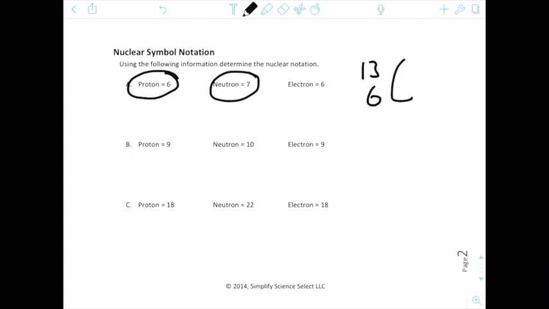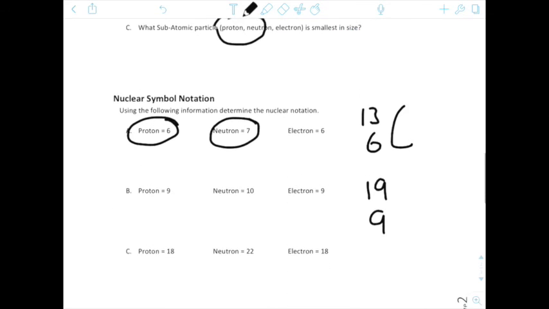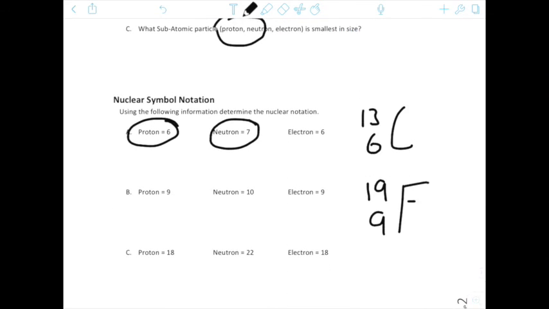Next one, we have 9 protons, 10 neutrons, so a mass number of 19. Number of protons, 9. We look on the periodic table. What has 9? There you go, fluorine. So we put an F. To find the charge, protons minus electrons. 9 minus 9 is 0.